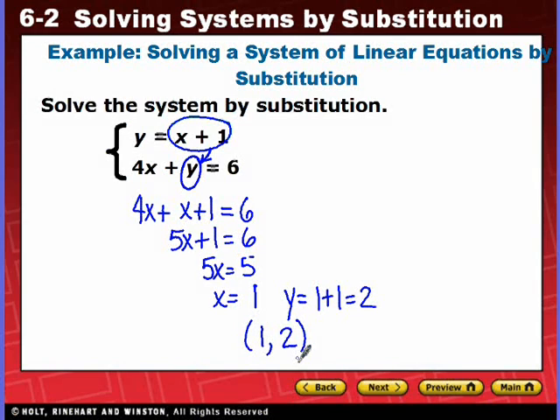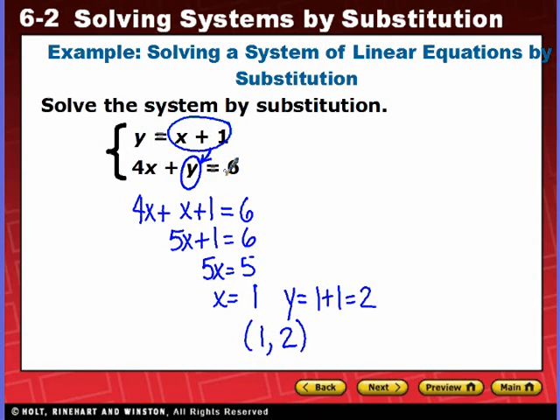That's where they're going to cross. If I graphed it, like I did in class for lesson 6-1, I should find that they would cross at 1 comma 2. Let's double check that it works in the second equation. 4 times 1 is 4, plus 2 makes 6. That is true, so my answer is correct.